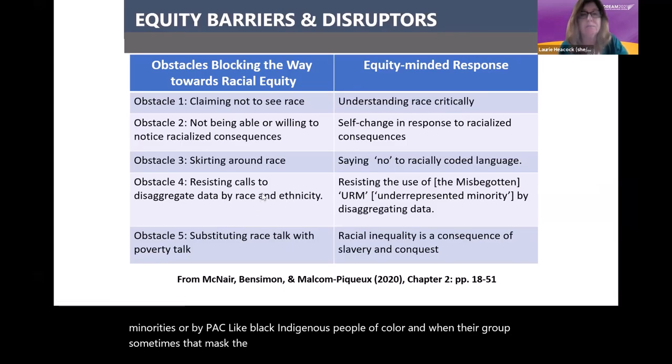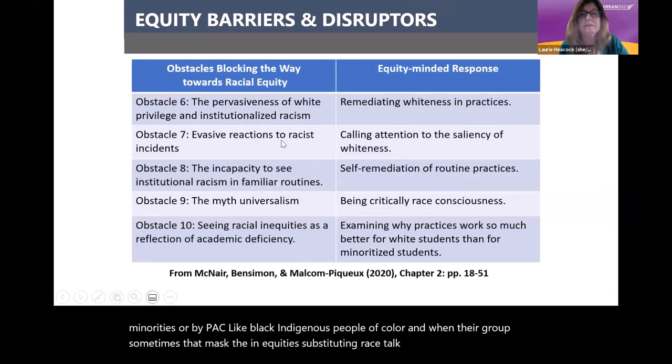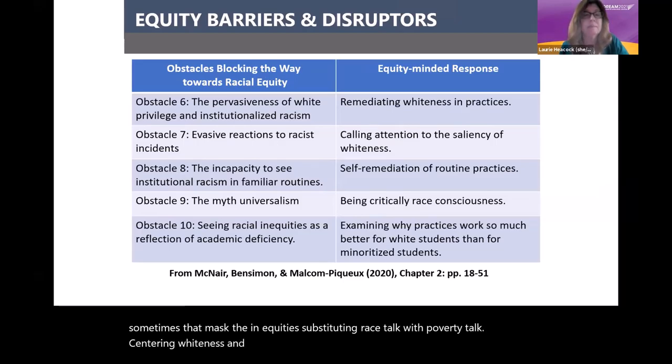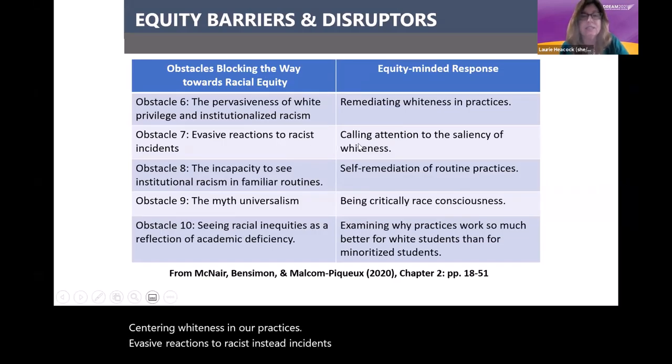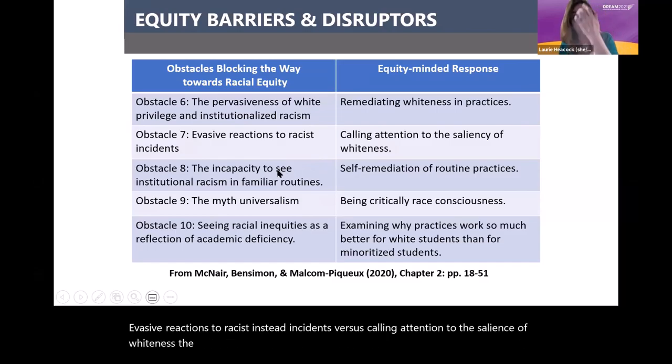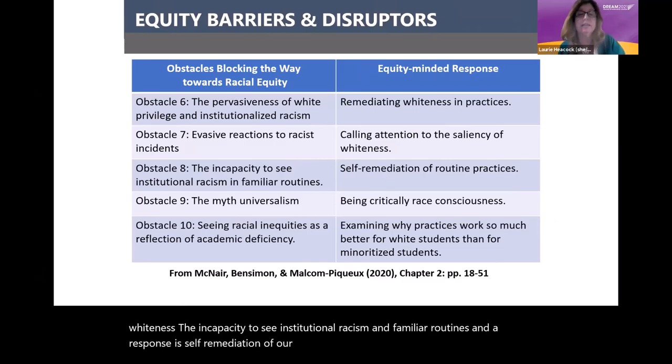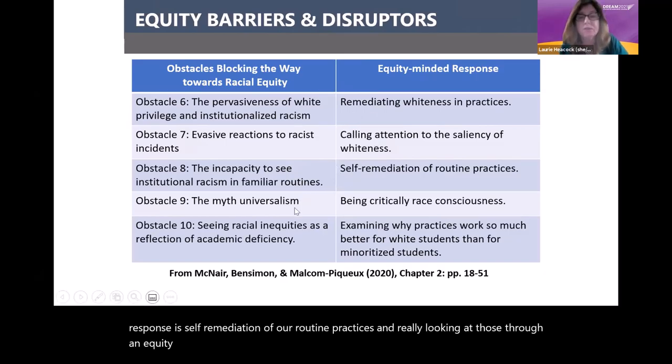Substituting race talk with poverty talk, centering whiteness in our practices, evasive reactions to racist incidents versus calling attention to the saliency of whiteness, the incapacity to see institutional racism in familiar routines. A response is self-remediation of our routine practices and really looking at those through an equity lens. Obstacle nine, the myth of universalism.